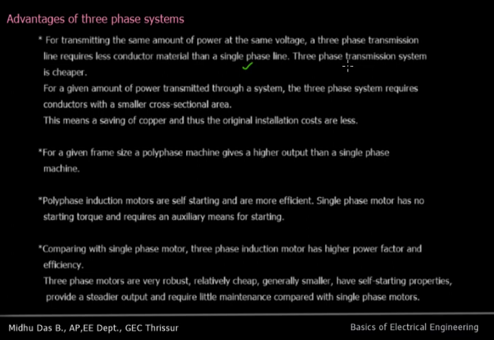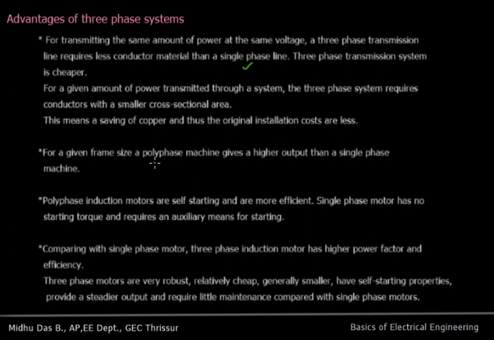So what is done at the transformer side? The three-phase high voltage is transformed to a lower voltage level, and this three-phase low voltage which you get is taken to our home loads in the form of single-phase supply. Now, for a given amount of power transmitted through a system, the three-phase system requires fewer conductors with smaller cross-sectional area. We are not going into the detailed calculations of this particular point, but you have to understand that this will give a saving of copper if you use three-phase system, and therefore original installation costs are less.